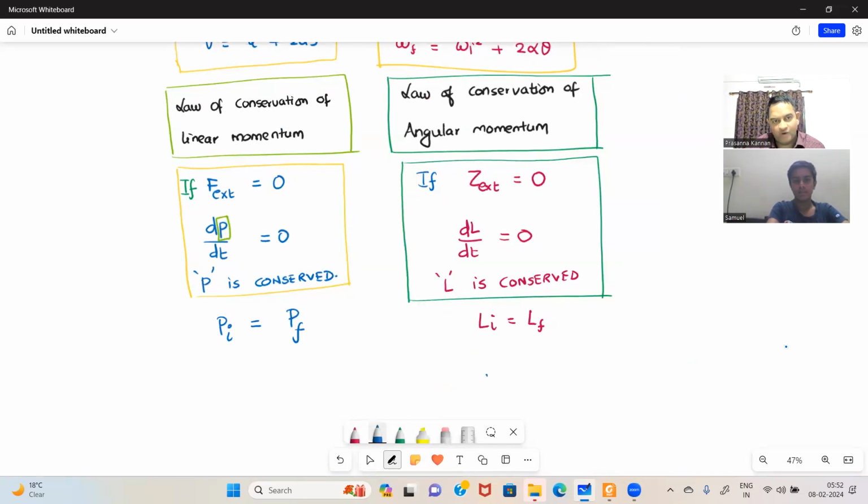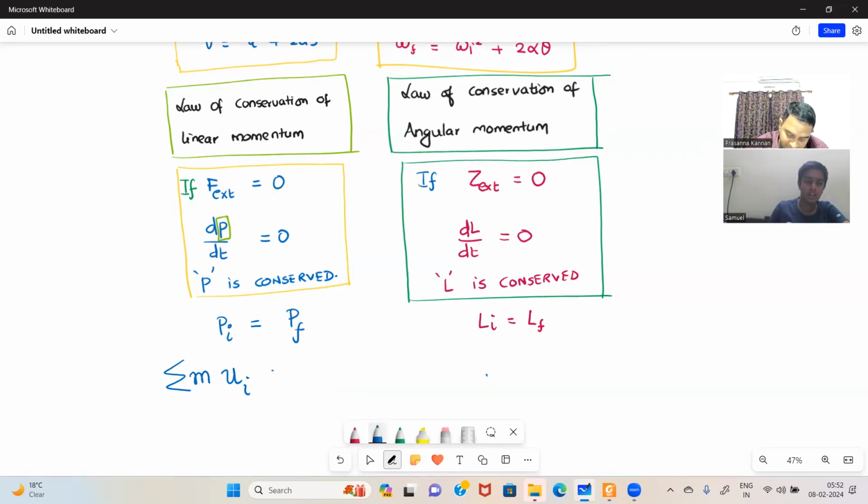What do you mean by Pi? How do you find what is P? Momentum, right? What is momentum? Mass into velocity. Correct. So mass into, I'll put a summation because there may be many particles in the system. So their individual velocities you need to multiply with mass and add them.